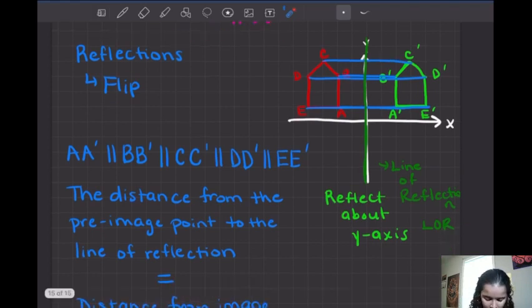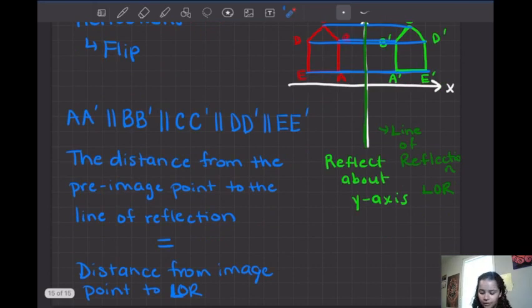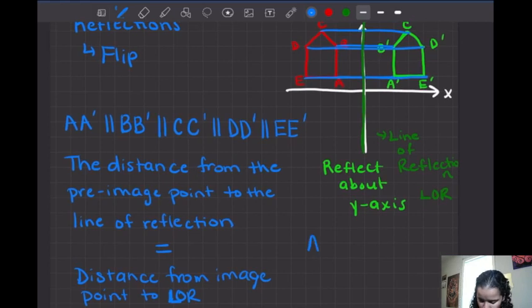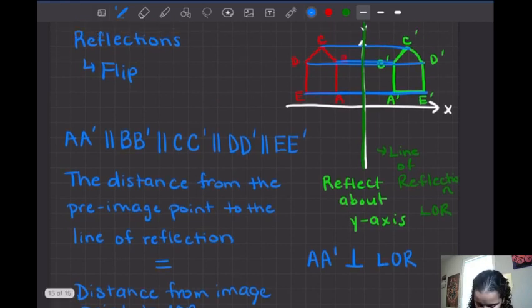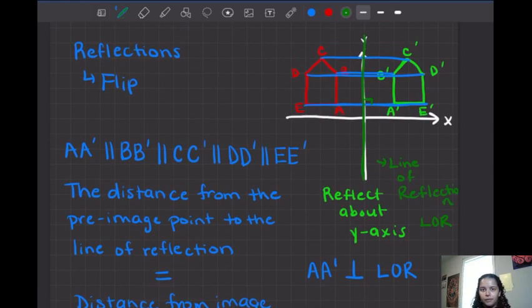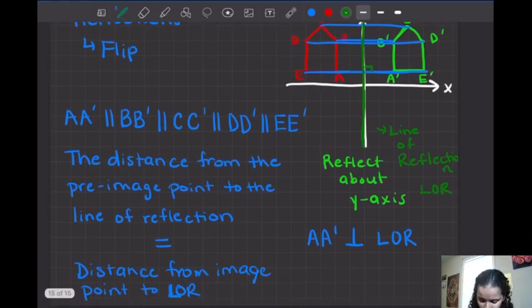The last important property about reflection is that all of these line segments, so A prime is actually going to be perpendicular to the line of reflection, which means that it's going to form a right angle here, okay? Parallel means that they never touch, they never intersect. Perpendicular, they're going to form a 90-degree angle, okay? That's true of all of the segments: A prime to the line of reflection, B prime, C prime, D prime, E prime, okay?